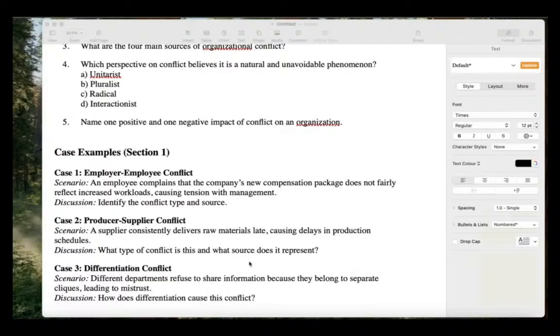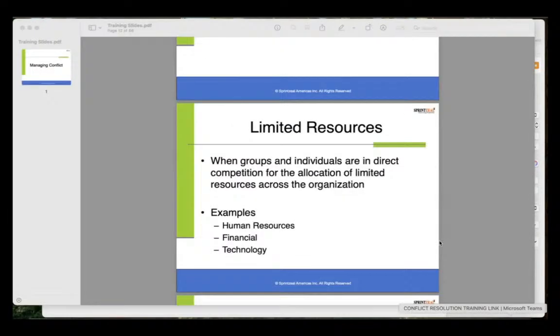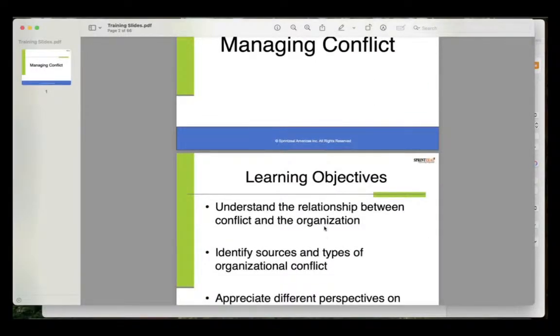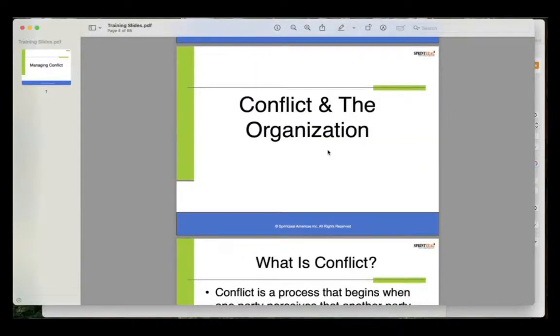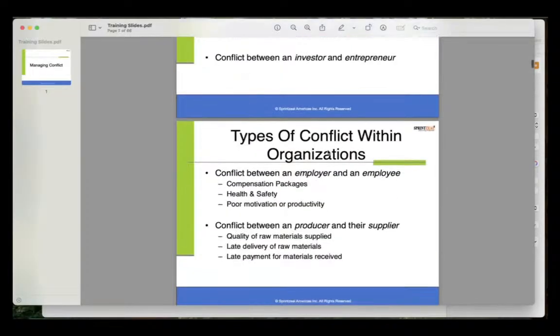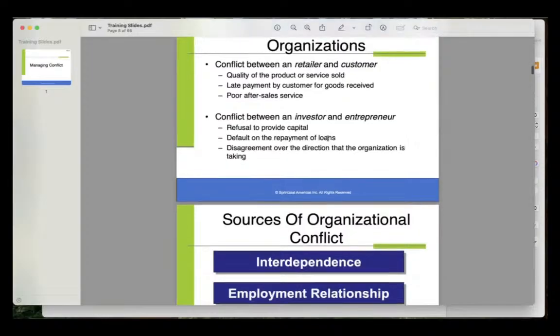So I think we're done with section one. This is what we have studied in section one. I'll just give you a quick overview. We started with the learning objectives. We have covered the conflict and organization, what is the conflict, and what are the types of conflicts within the organization. Then we studied it in a little more detail with some examples. Then the source of the organizational conflict.